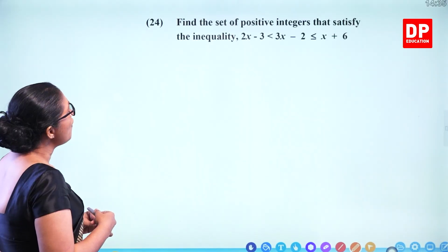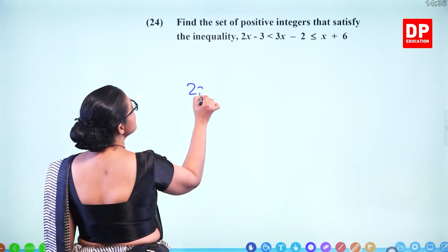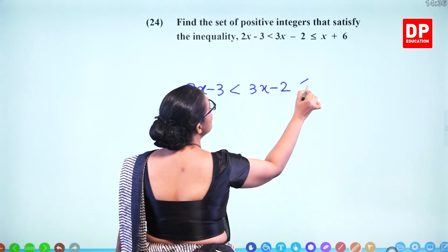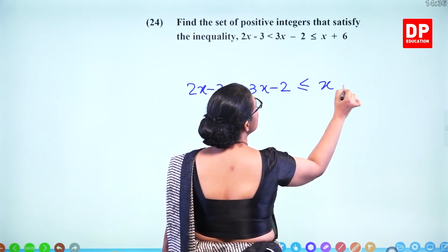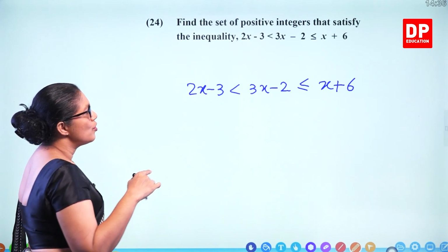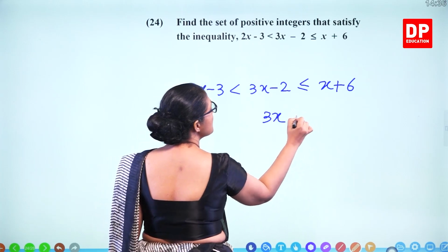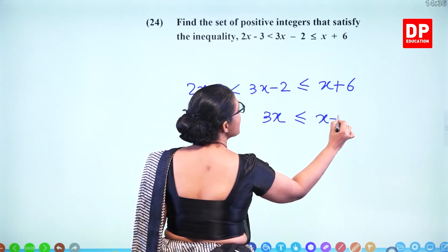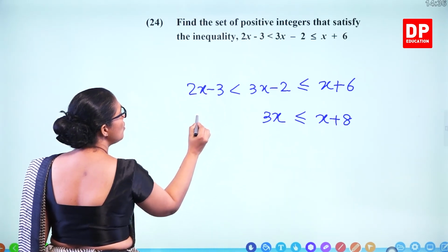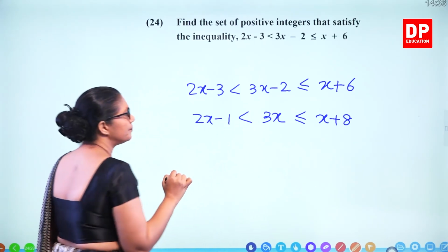Question number 24. Find the set of positive integers that satisfy the inequality 2x minus 3 less than 3x minus 2 less than or equal to x plus 6. So first we'll get rid of this minus 2. You have to add 2 to both sides. So 3x minus 2 becomes 3x, x plus 6 becomes 8. Here when you add 2, 2x is there, minus 3 plus 2, minus 1.